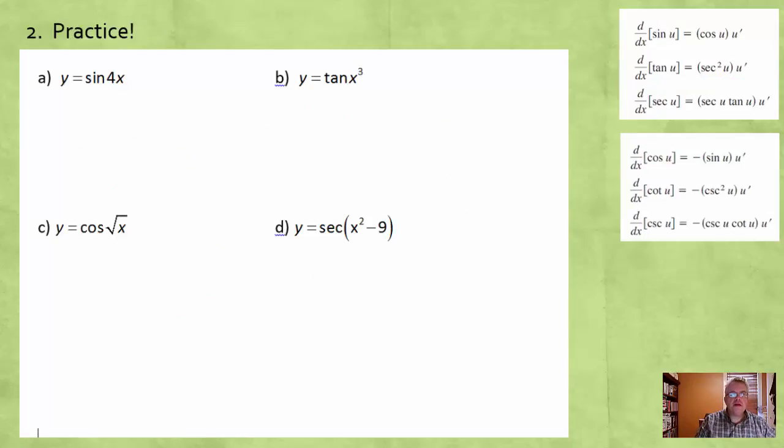Okay, so we have sine of 4x. So we've got to think chain rule. We have 4x is a function of x. It's substituted into sine of x.